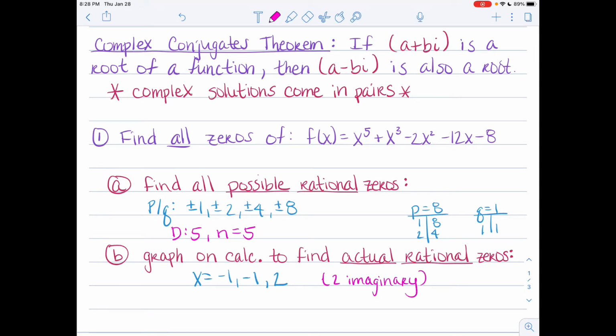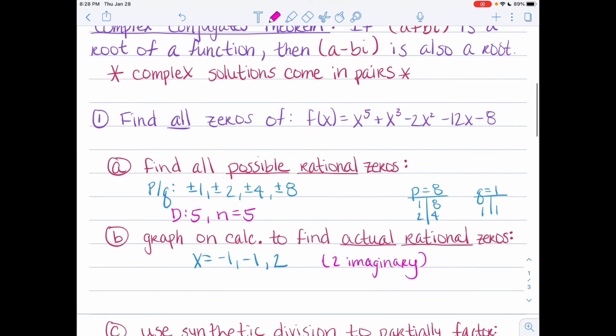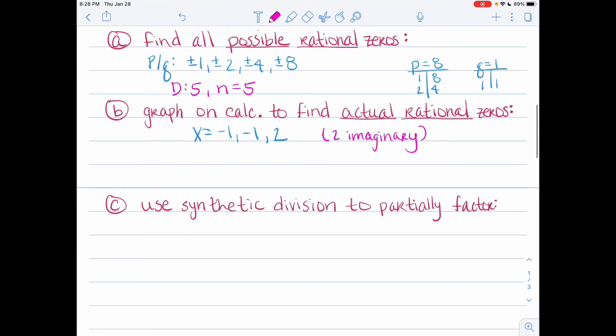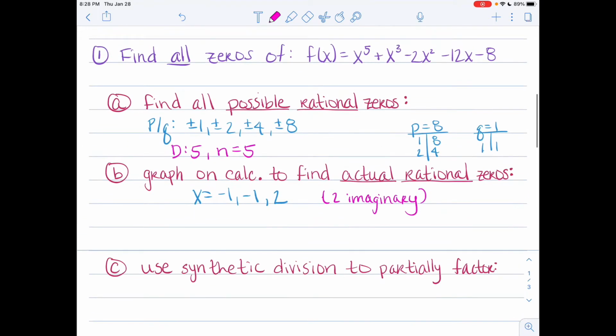And so we're going to have to find those solutions now. We have 3 of the 5 currently. So let's go ahead and use synthetic division to partially factor. So even though we know what 3 of our solutions are, we need to figure out what the remaining polynomial is once we pull out the associated factors, and then see what we can do with that remaining polynomial.